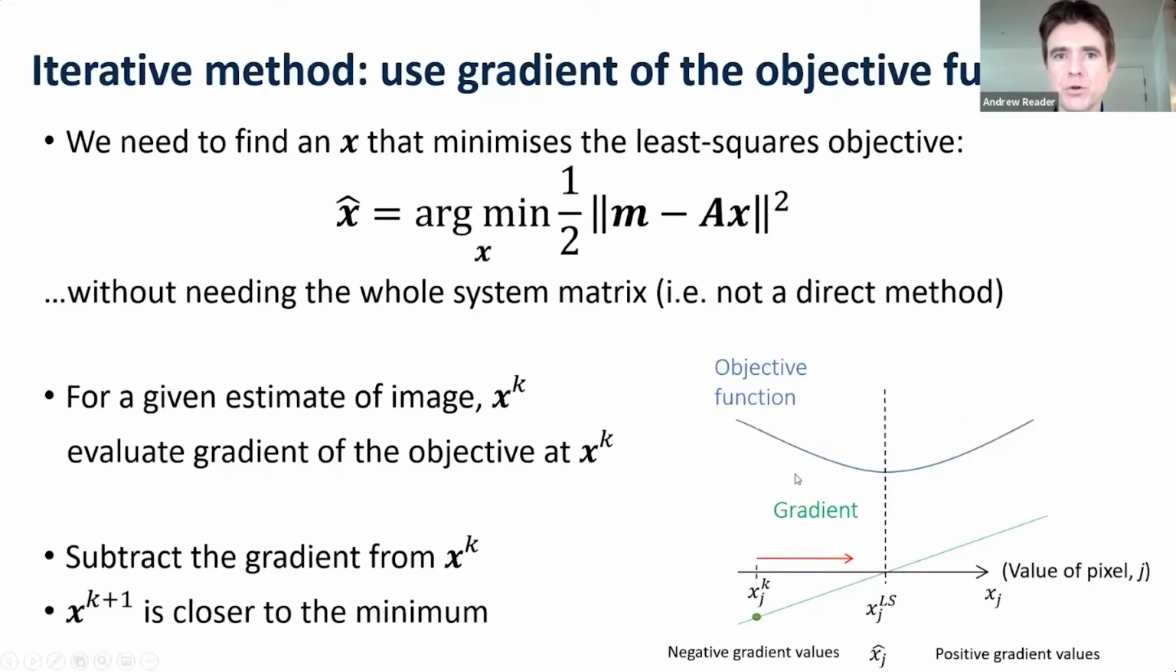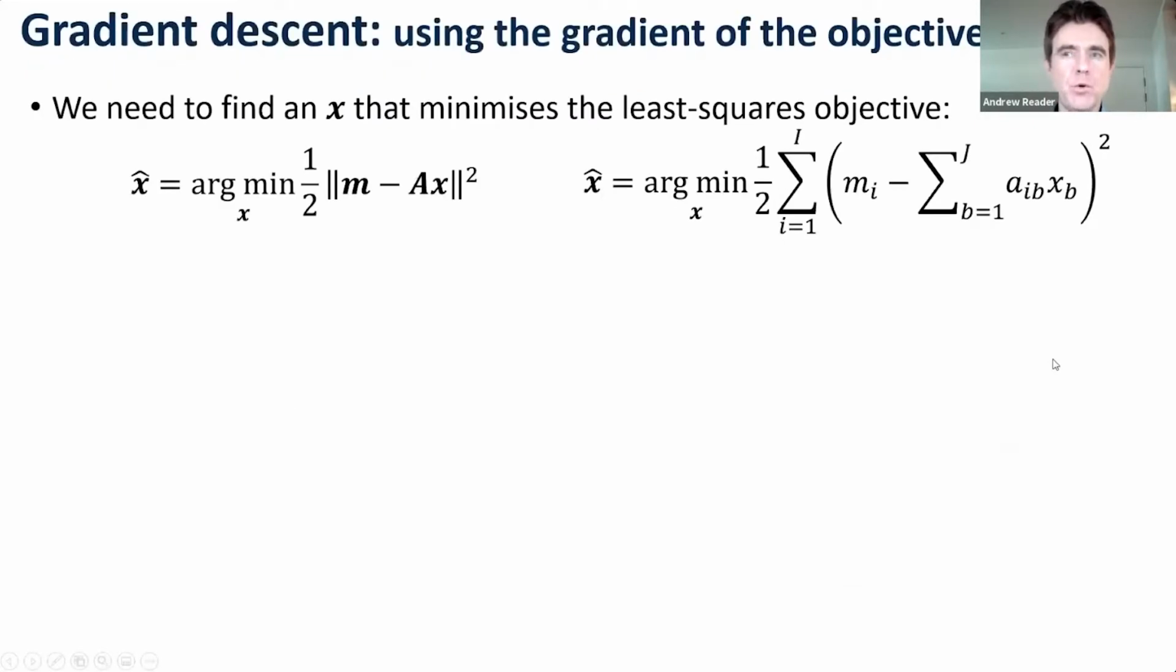So that's the basic approach with these iterative algorithms, is to say, well, given a candidate current guess of the image, take the gradient of the objective function in order to get a search direction, which I'm denoting with this red arrow here, which will get us closer to where we want to be, which is the minimum of the objective. Okay, so let's go through that in a little bit more detail then.